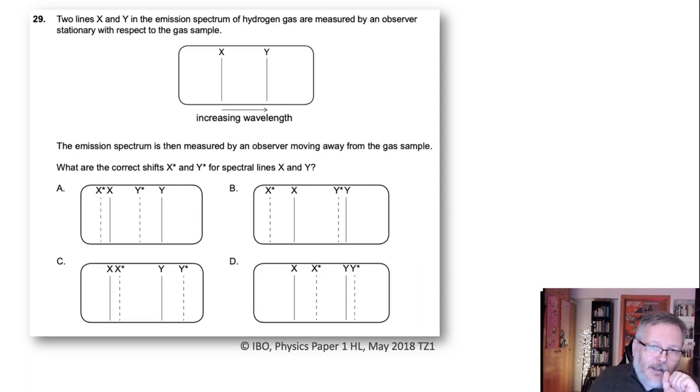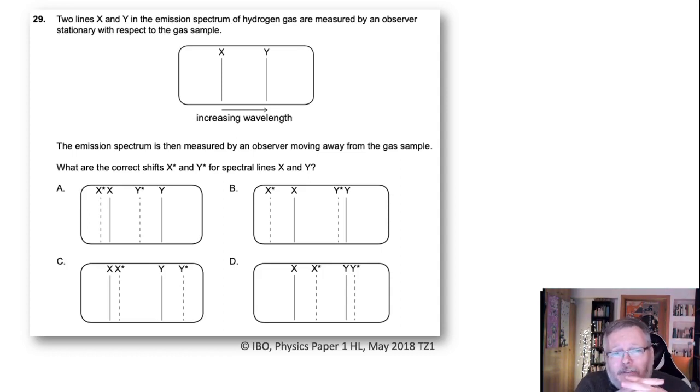And it then says, hey, for some unknown reason, you're looking at this emission spectrum while you, the observer, are moving away from the gas sample. What are the correct shifts X star and Y star for the spectral lines X and Y? So, how to answer this? Well, you're moving away. If the separation is increasing, it doesn't matter if it's you moving away or the source moving away from you, that's going to be a redshift.